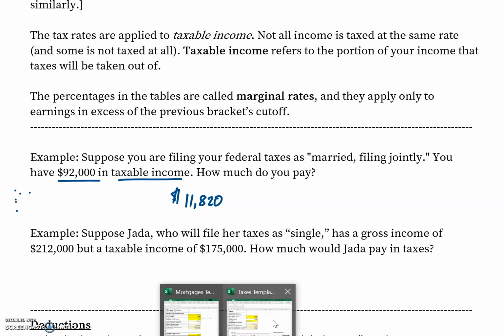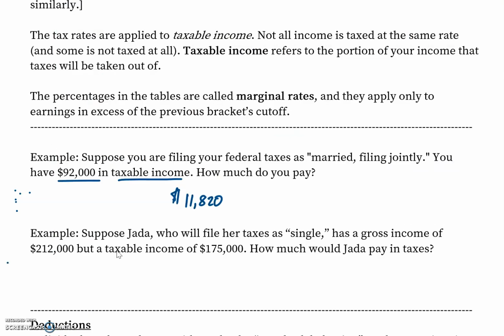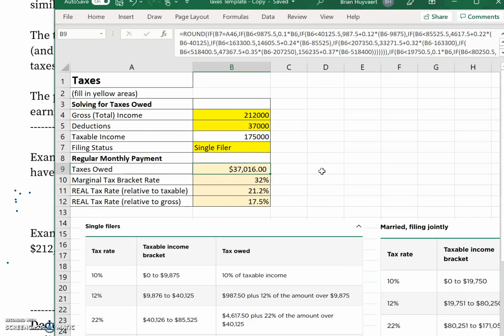That would just be our $37,016. And usually for federal taxes, even if there is some sort of number of pennies or something on there, typically they'll just have you round to the nearest dollar. So something to keep in mind.